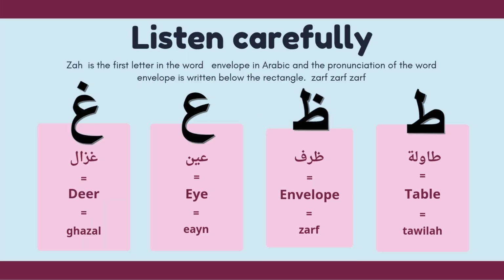Dha is the first letter in the word envelope in Arabic, while pronunciation of the word envelope is written below the rectangle. Zarf.